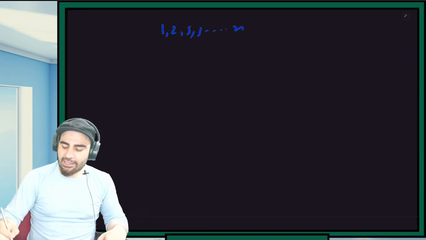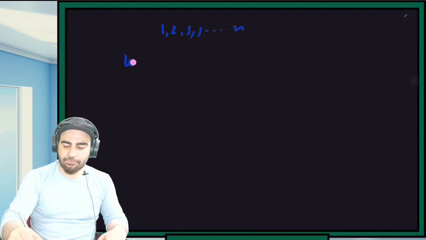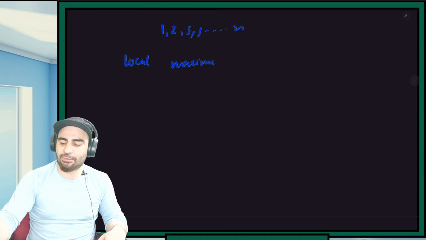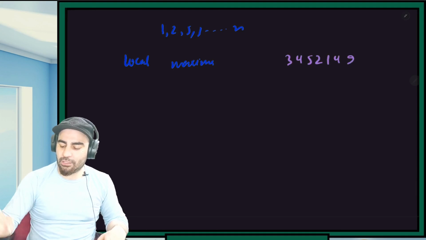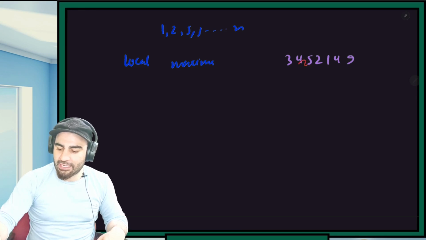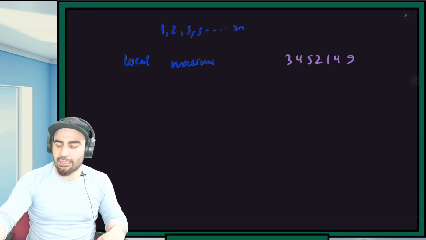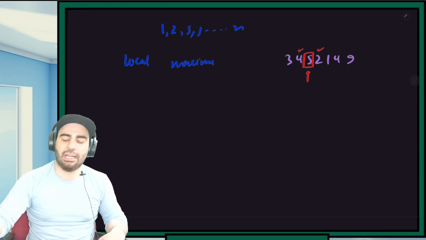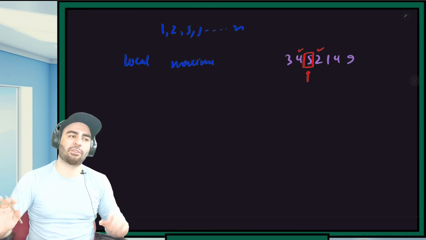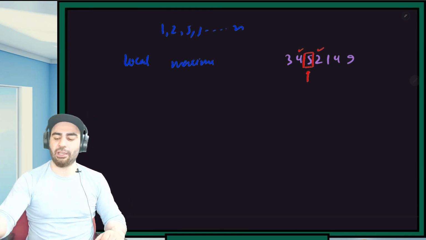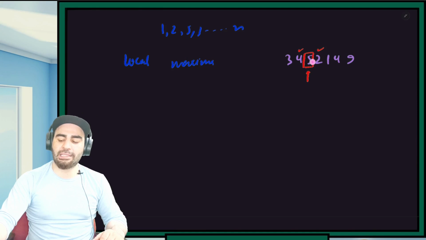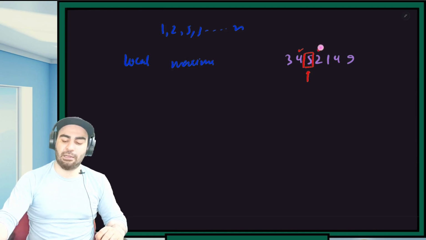So now I'll define something which is called local maxima. So what is a local maxima? If I write something of this sort, 3, 4, 5, 2, 1, 4, 9, and I take the number 5, it will be considered a local maxima if the number on the left is less than it and the number on the right is also less than it. It's strictly less than, it should not be equal. So 4 and 2 should be less than 5, and I'll call this 5 a local maxima.